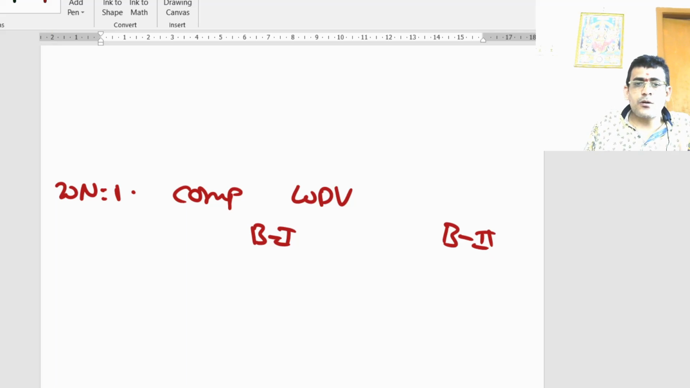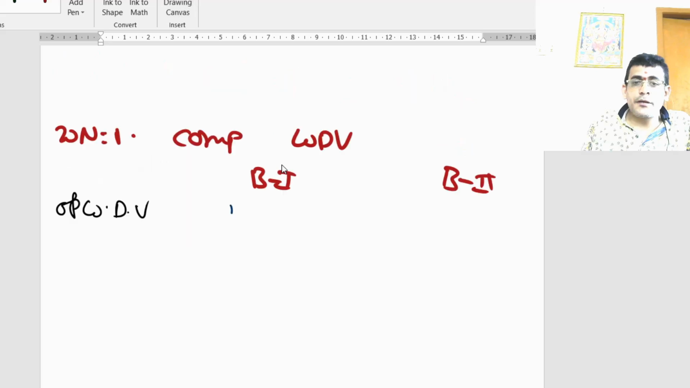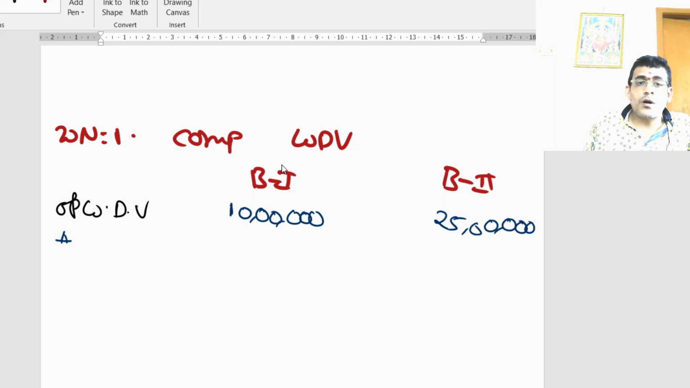First, I have to consider my opening WDV. If I go back to the two blocks, the opening WDV is specifically mentioned here, 10 lakhs and 25 lakhs. So block 1 opening WDV is 10 lakhs, block 2 opening WDV is 25 lakhs. That is the information given. Then I need to add the actual cost of assets falling under the same block acquired during the previous year.